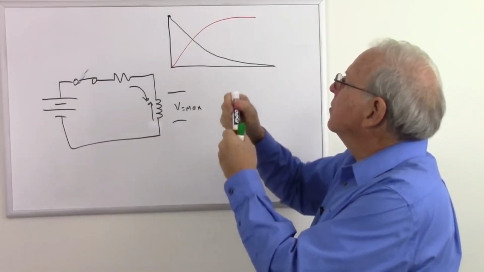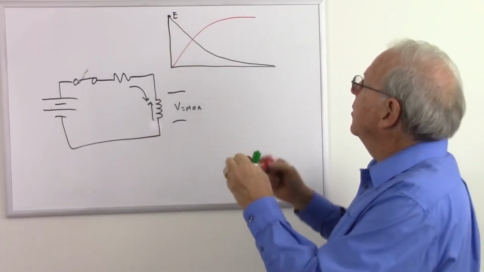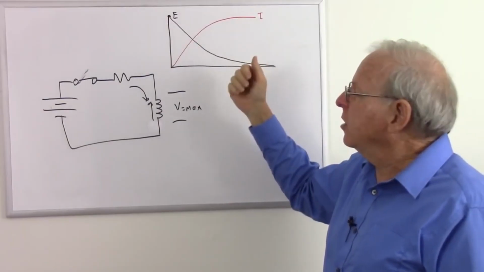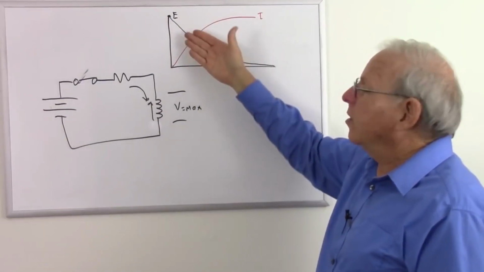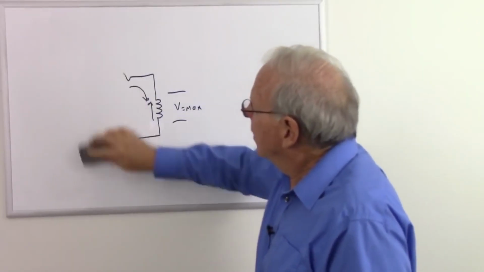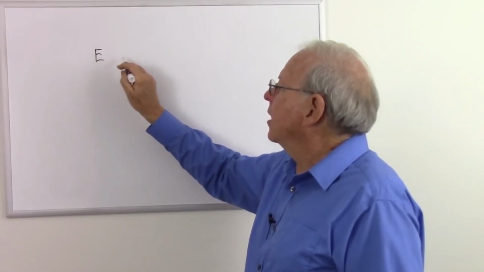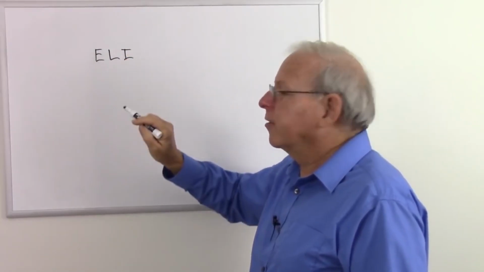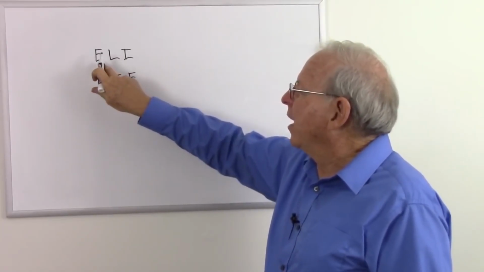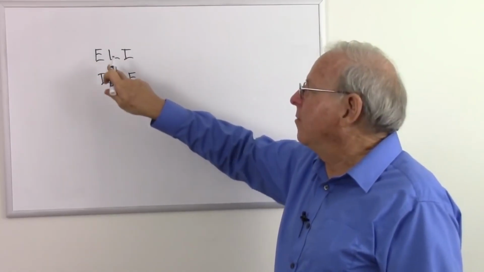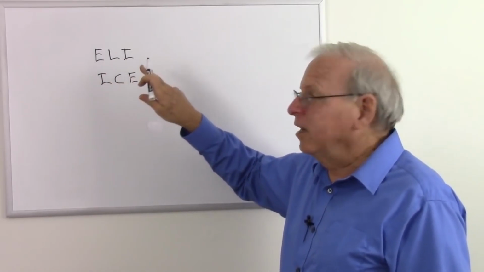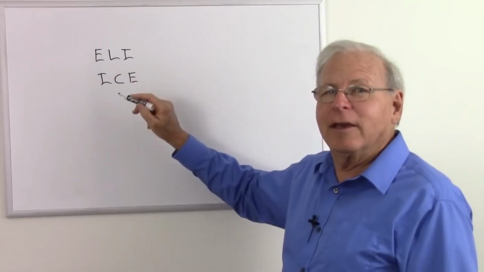So first we have voltage, and then we have current. Remember, in the capacitor, first we had current and then we had voltage. In the inductor, first we have voltage and then we have current. So once again, they act exactly opposite. And there's an acronym, if you will, to remember what these are. In an inductor, the voltage comes before the current. And in a capacitor, the current comes before the voltage. So we have ELI, or Eli, to remember that the voltage comes before the current in an inductor, and ICE, to remember that the current comes before the voltage in the capacitor. And so just remember Eli the Iceman.